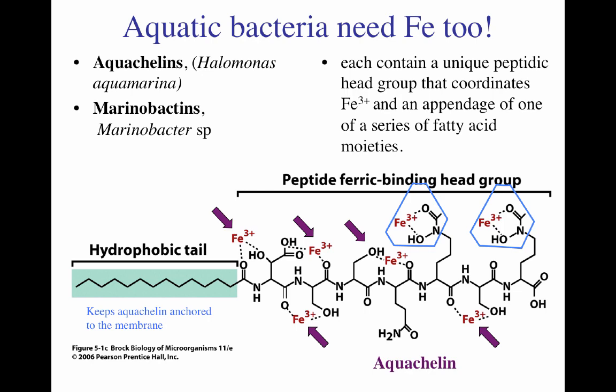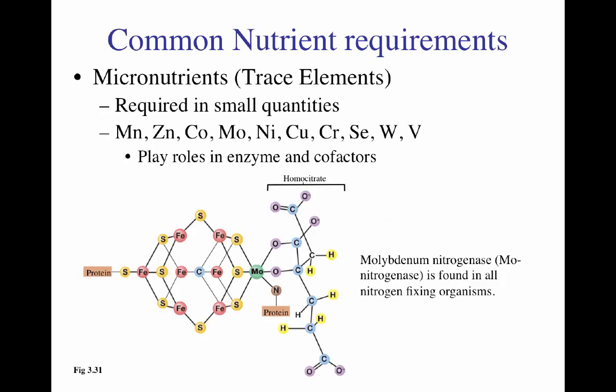Now, let's take a look at other nutrients. Other nutrients are going to be considered the micronutrients, or what we also call trace elements. These are elements that are required in very small quantities and include manganese, zinc, cobalt, molybdenum, nickel, copper, chromium, selenium, vanadium, and tungsten. What we look at over here, for example, is a molecule of molybdenum nitrogenase.